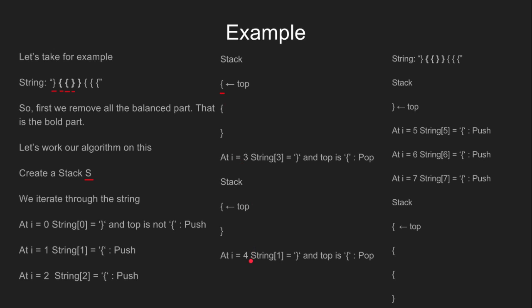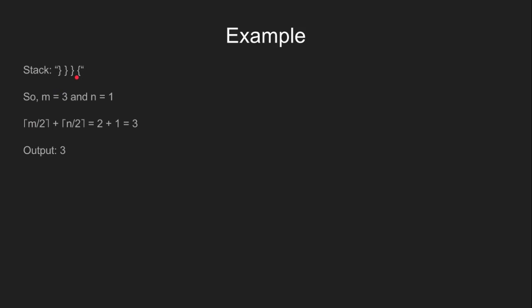At i equal to 4, we have a closing bracket and the top of the stack is still an opening bracket. So we pop another element from the stack. Now our stack just has a single closing bracket at the top. We can see that at i equal to 5, 6 and 7, we have opening brackets. So we push them into our stack. Our stack now becomes this. So after removing the balanced part, our stack becomes this.